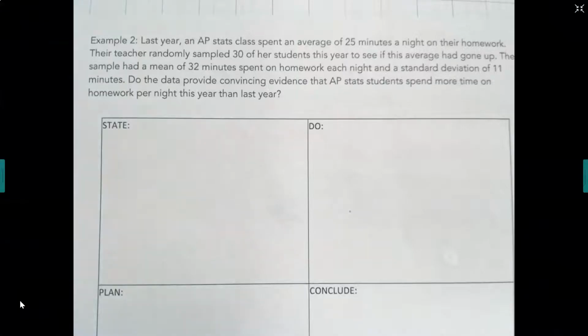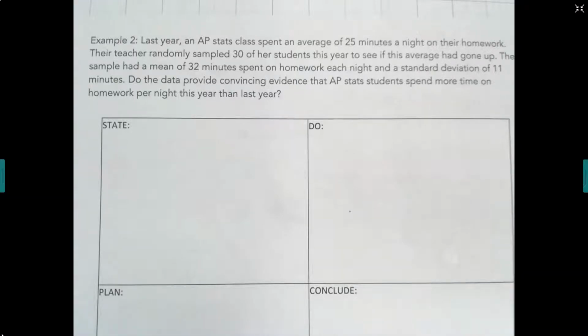Welcome to video 7.1 part 2, one sample significance tests. So in the previous video we had an example of a significance test for one sample proportion. So this one, let's take a look at our scenario.